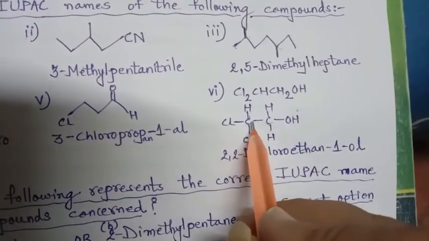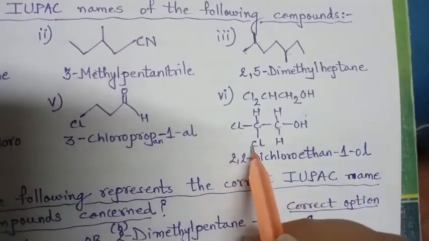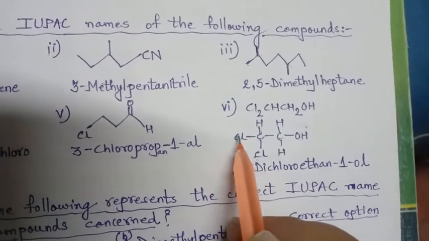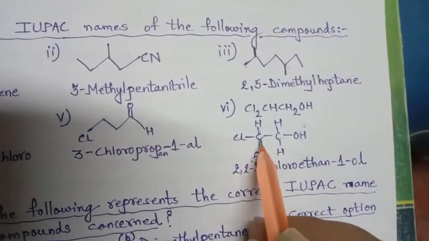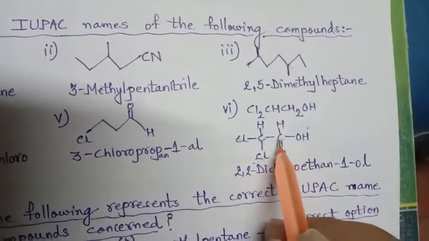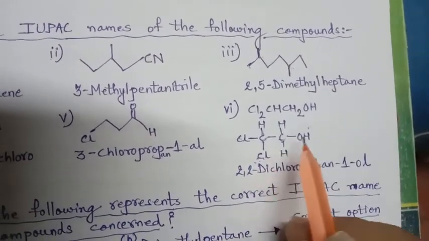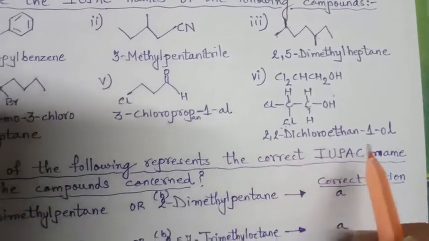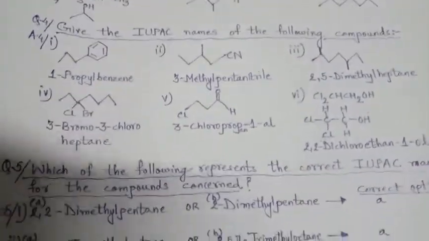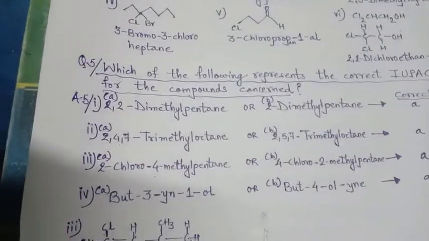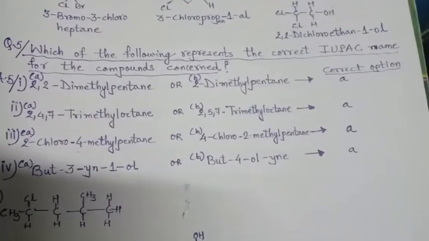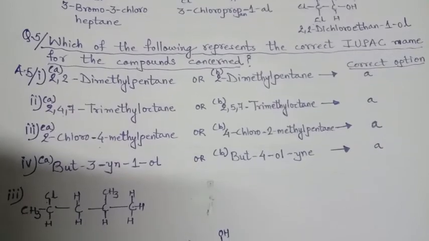On the second carbon you can see 2 attachments are there. Both are similar. So we will write 2,2-dichloroethane. On the first carbon, alcohol, 1-ol. 2,2-dichloroethan-1-ol. I hope you would have understood properly. And the fifth question: which of the following represents the correct IUPAC name for the compounds concerned?